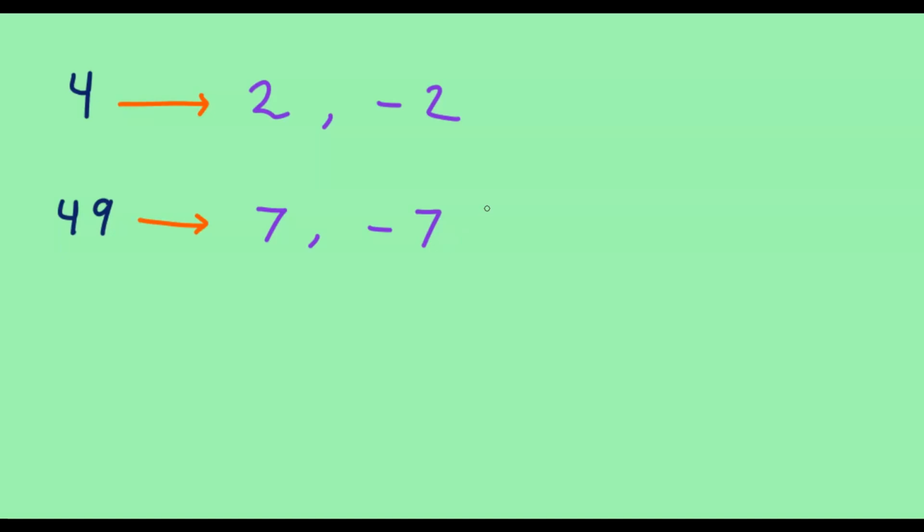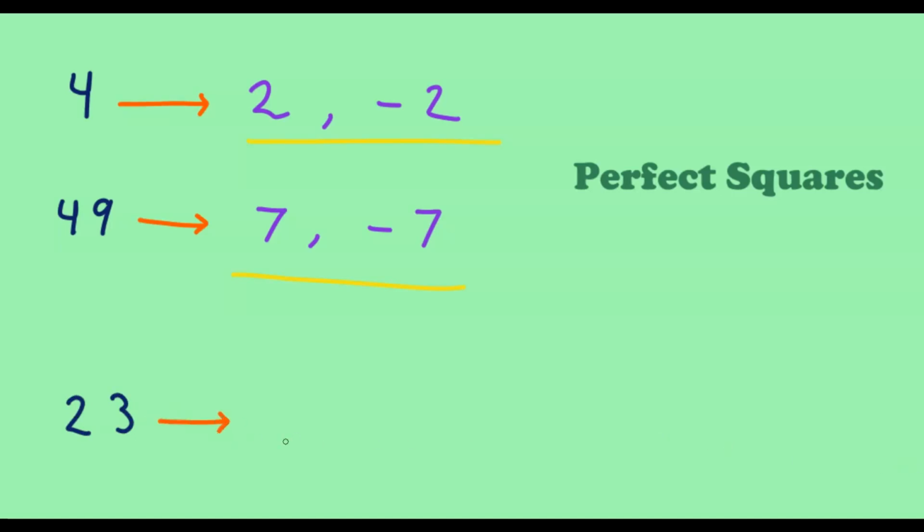Now numbers like 4 and 49, they are called perfect squares. And this is because they are the squares of integers. And because of that, we can see that their square roots are also integers. Now, there are also many numbers which are not perfect squares. For example, the number 23. Now, how do we write the square roots of the number 23? We write it like this: plus or minus square root of 23. And this will not be an integer.